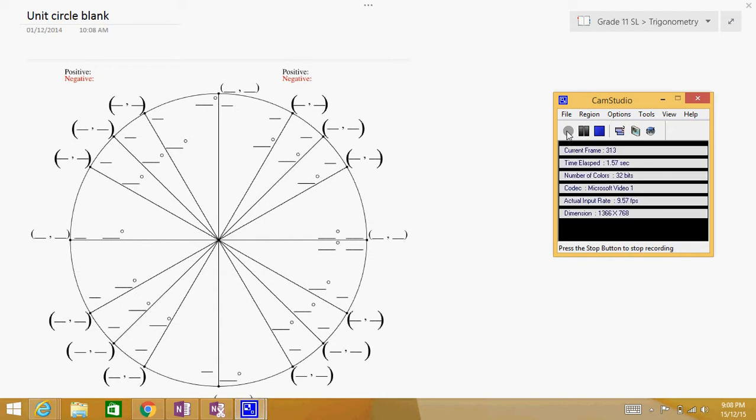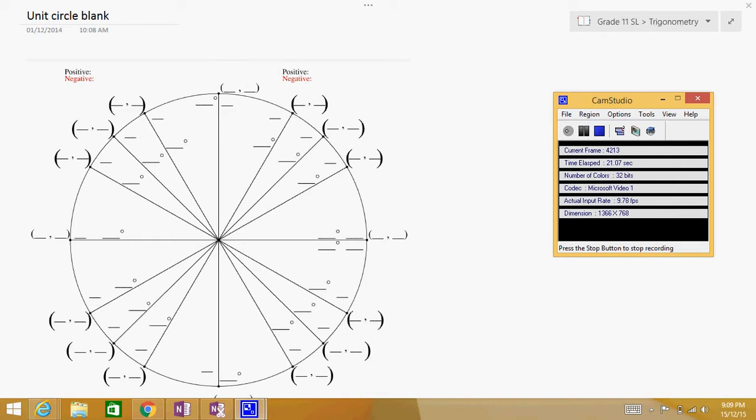Hello everyone, today we're going to look at the unit circle, how to fill in the unit circle, and how to answer questions using the unit circle. So first of all, the unit circle is just when we're looking at multiples of 30 degrees and multiples of 45 degrees.